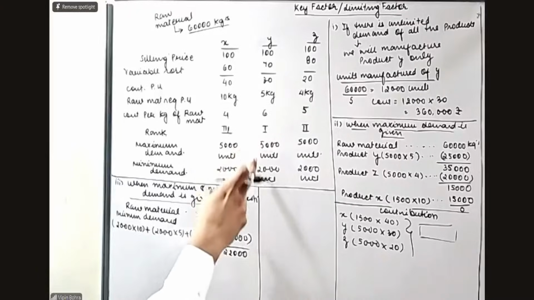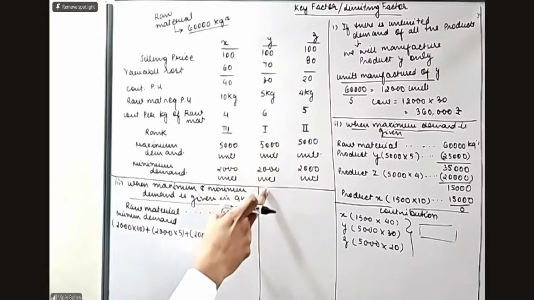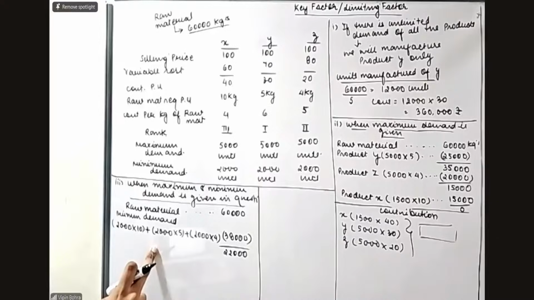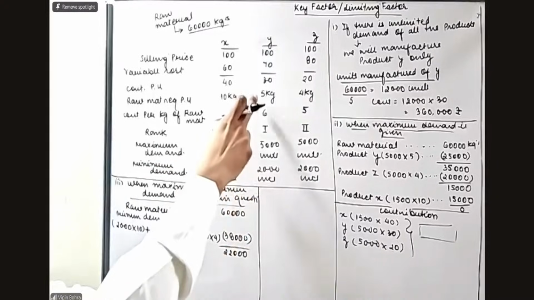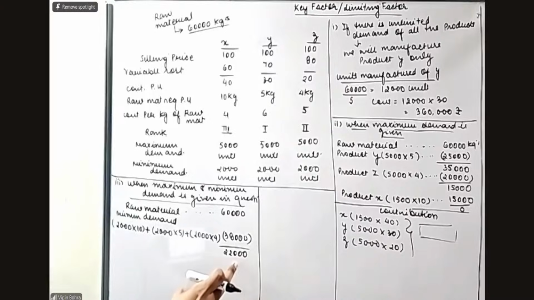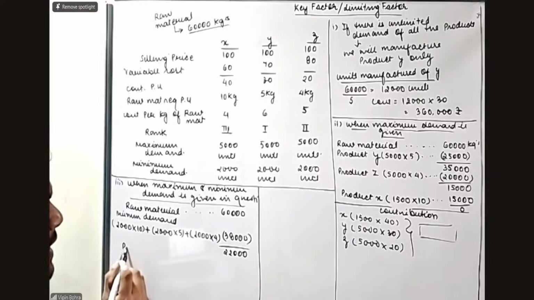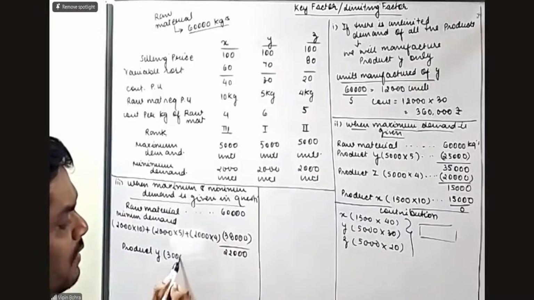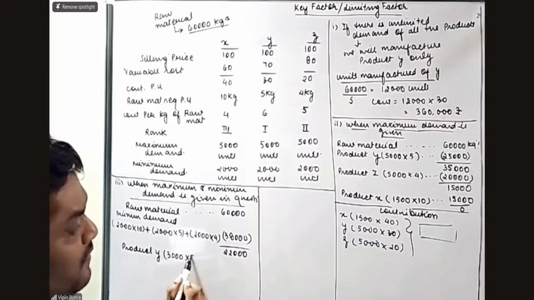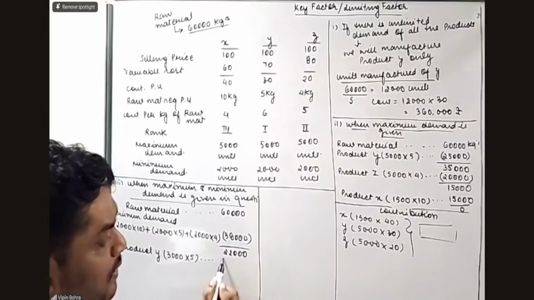So herein, out of 5,000 units, 2,000 units are already manufactured for product Y. So still we can manufacture 3,000 units, and 3,000 require 15,000 kgs of raw material. And yes, we do have that extra raw material. So thereafter, we'll manufacture product Y. How many? 3,000 units. And the requirement is 5 kg per unit.